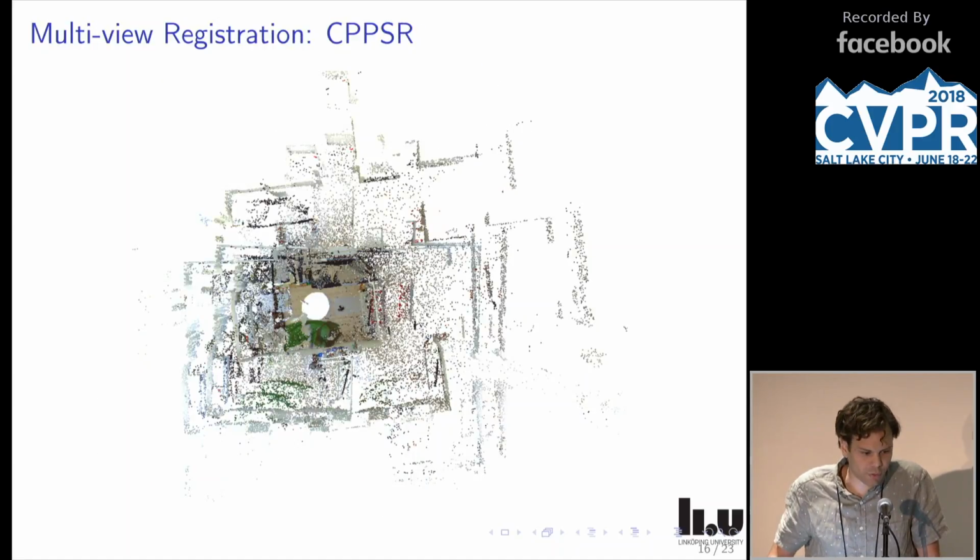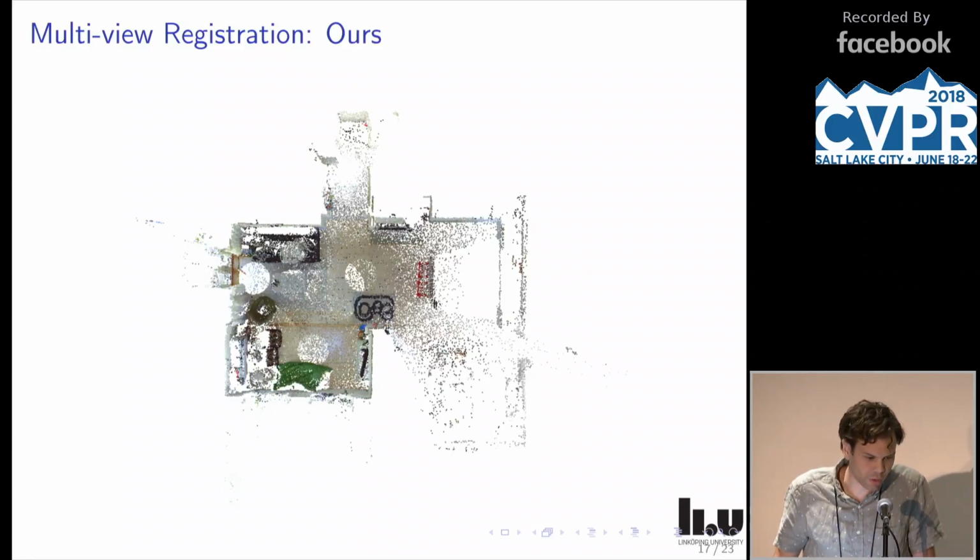Here's a typical example when we use the CPPR algorithm on the raw point sets, and it clearly failed in this case. On the same input using our method, we got this result, and the point sets are now nicely aligned.